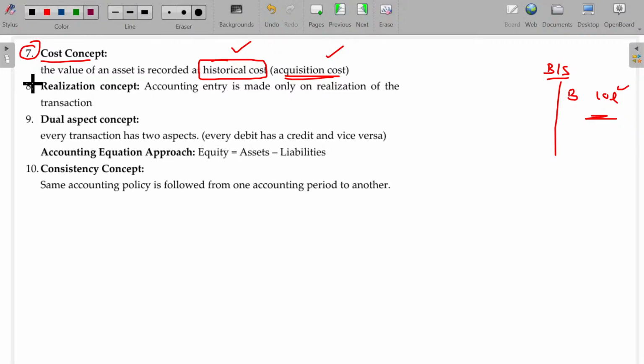And realization concept. You pass the entry only on realization of the transaction. In final accounts, I guided you about sale on approval basis. Am I right?